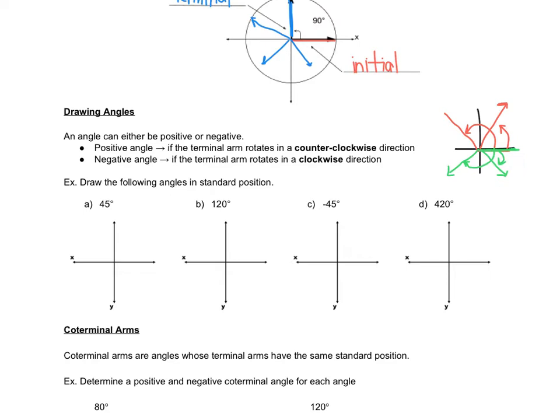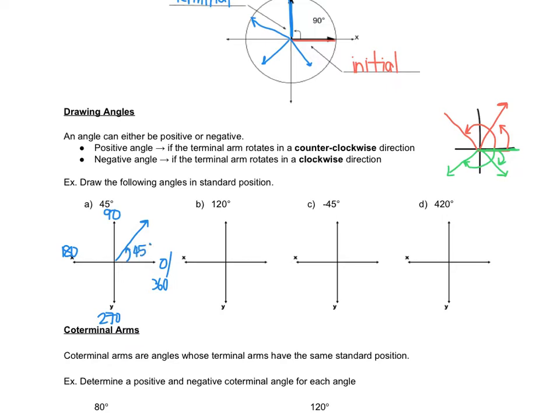So let's practice drawing some angles in standard position. And the first one is 45 degrees. Now maybe you want to draw a little reference. So here's 0, 90, 180, 270, and a full rotation is 360. So if I want 45 degrees, I want to be halfway between 0 and 90. So that would put my terminal arm here. And this angle here is 45 degrees.